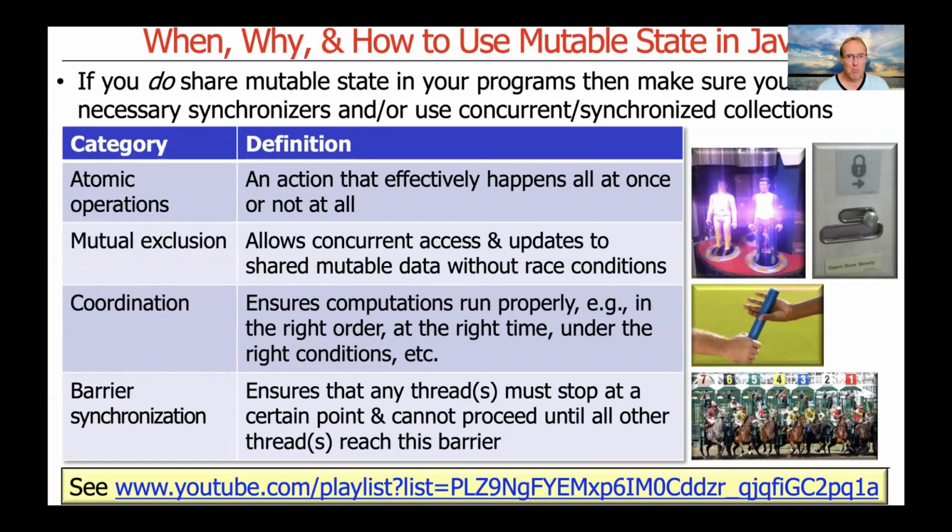There's also boatloads of different synchronizers like mutual exclusion synchronizers such as ReentrantLock, coordination synchronizers like Condition objects, barrier synchronizers like CountDownLatch, CyclicBarrier, Phaser, atomic operations like AtomicInteger, AtomicBoolean, and so on. And then there's also a whole slew of synchronized and/or concurrent collections like synchronizedMap or the ConcurrentHashMap and so on, or concurrent list. The bottom line here is if you need to share state, make sure you learn how to protect that state.